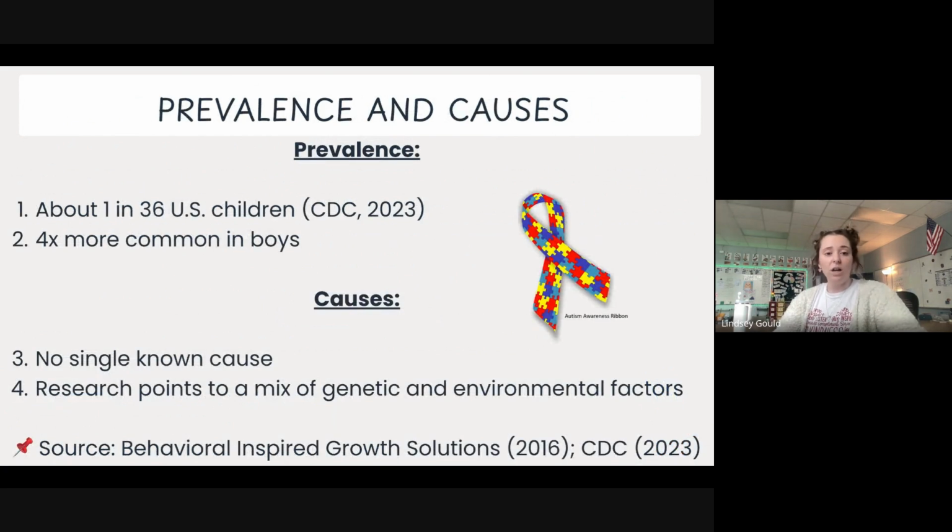So, prevalence and causes. About 1 in 36 US children have ASD, and it is more common in boys. There are no single known causes. Research points to a mix of both genetic and environmental factors. On this page, you see our autism awareness ribbon. This is a frequently used symbol to represent ASD.